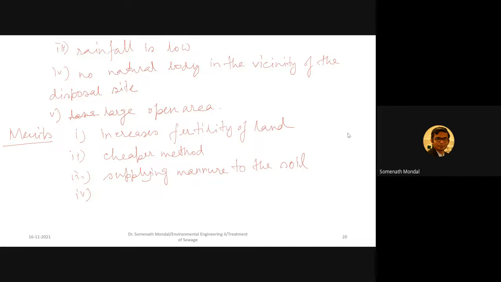Now it has been observed that the crops which are grown in this treated land will have more nutritive value, like the content of vitamins and calorific value will be high. So crops will have high calorific value and vitamin.